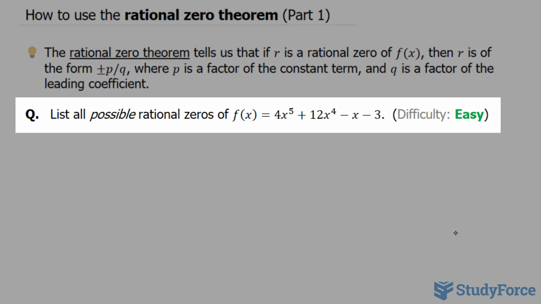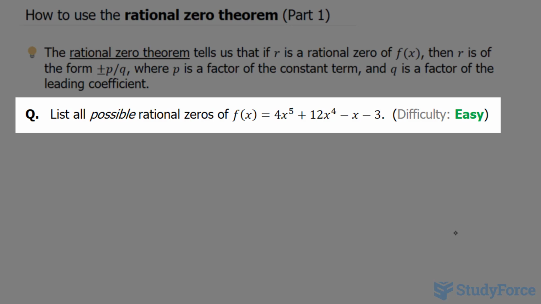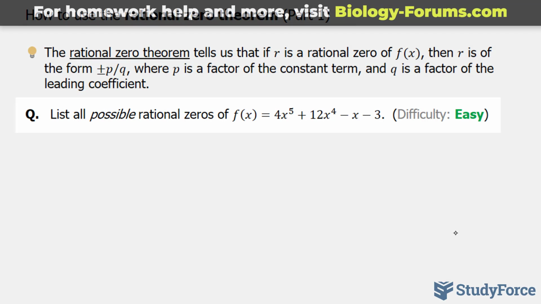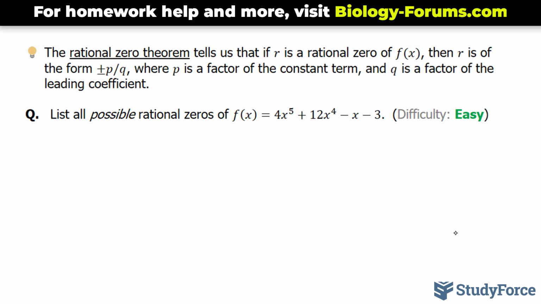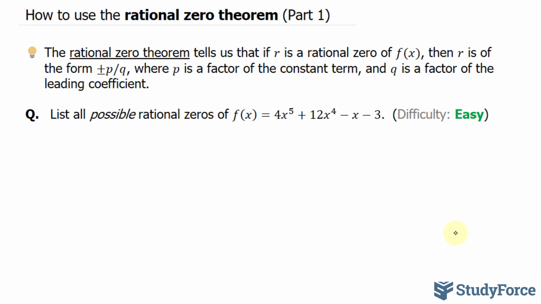The question reads, list all possible rational zeros of f(x) = 4x^5 + 12x^4 - x - 3. I've given this question an easy rating because all we are doing is finding the possible rational zeros, whereas in part 2, I'll show you how to find the actual roots. Let's go ahead and figure this out.